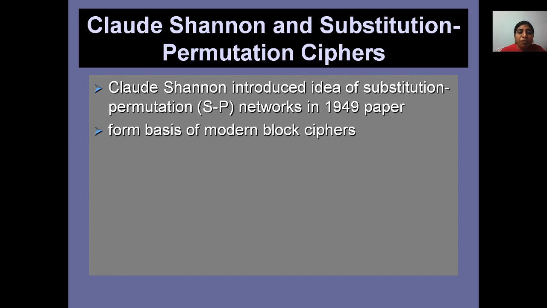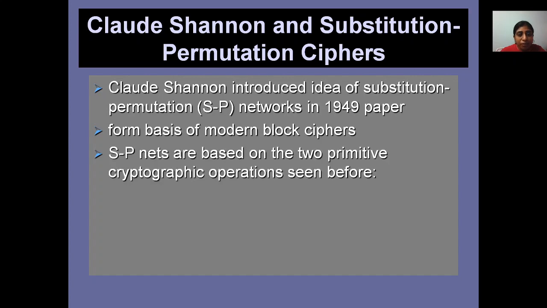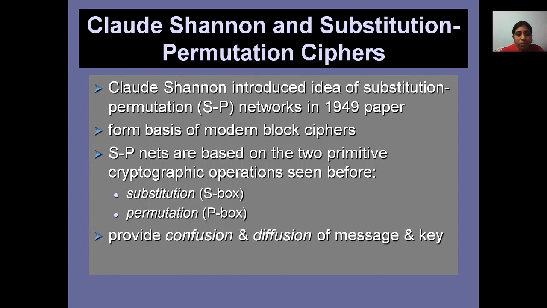So it is a form of modern block ciphers. SP nets are based on two primitive cryptographic operations which we have seen before. One is the substitution, another one is the permutation. Substitution we can call an S-box, and permutation, that is transposition or rearrangement, we can call a P-box. This provides the confusion and diffusion of a message and key.